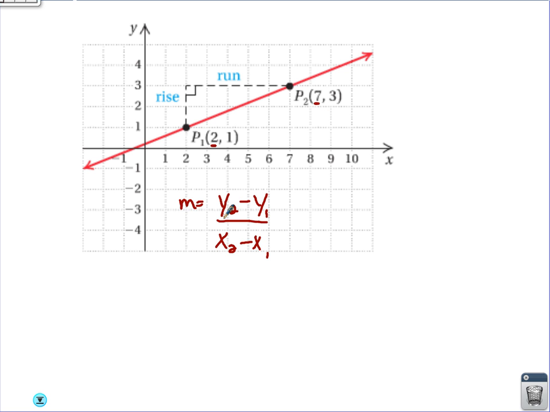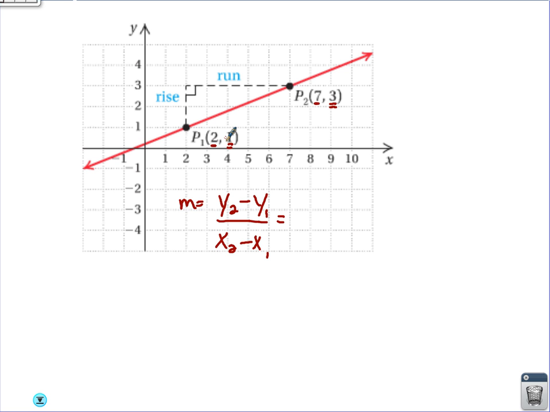X's are your inputs, they're always found first in your ordered pair, and y's are your outputs. Notice here your 1 and 3 are your y's. So the second y minus the first y. Now which one do we let be second y, first y? It really doesn't matter. Here they've kind of done it for us. They've said this is point 2 and this is point 1. So since this is point 2, this must be my x2 and this must be my y2. Since this is point 1, this must be my x1 and my y1.